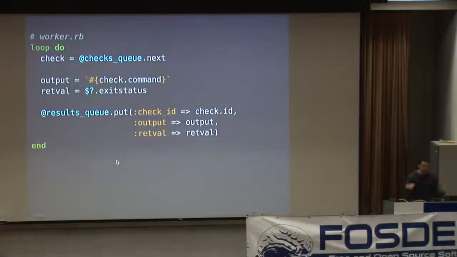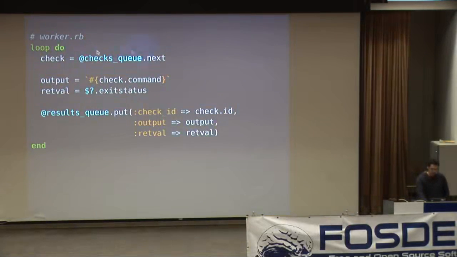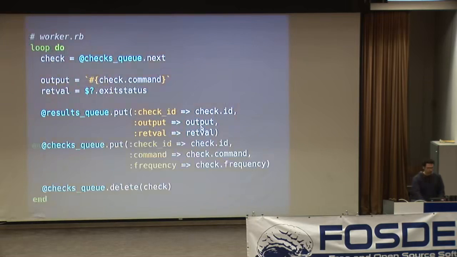So the worker is basically in this gigantic loop that's saying, give me the next check that I need to do something with. Then it will execute that check and capture the output, take the return code from that and store it. And then it takes the output of all of this and it puts it onto the results queue as a result. And it sets the check ID here, puts the output on there, and also puts the return value.